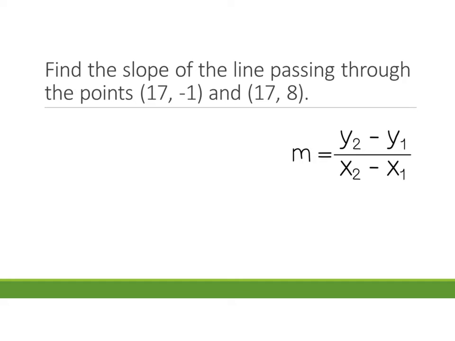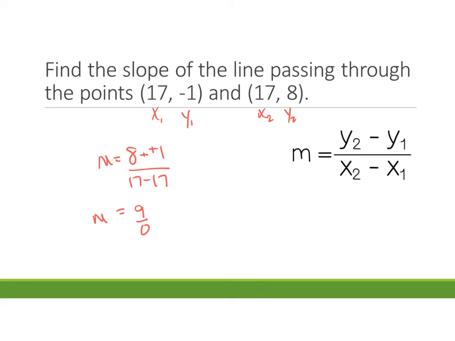In our next example, we have x and y, our first and our second point. Okay, so I want to subtract my y's. So I have 8 minus a -1 over, now I want to subtract my x's, 17 minus 17. So I have 8 minus a -1, that becomes plus a positive, so I end up with 9 over 0.